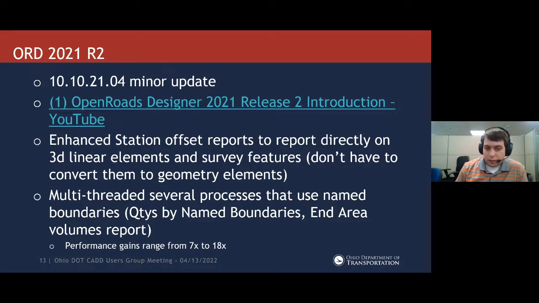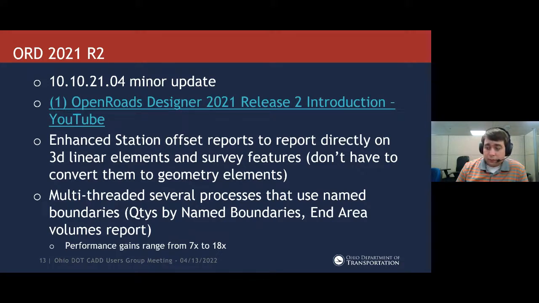There is a link on YouTube to a bunch of videos that Bentley put out on this release, so you guys can check that out. I'll try to post it in the chat later. That'll have videos on all the new things. Some other things: they enhanced the station offset reports, so you can report directly on 3D linear elements and survey features. You no longer have to convert those to geometry elements to do a report on them.